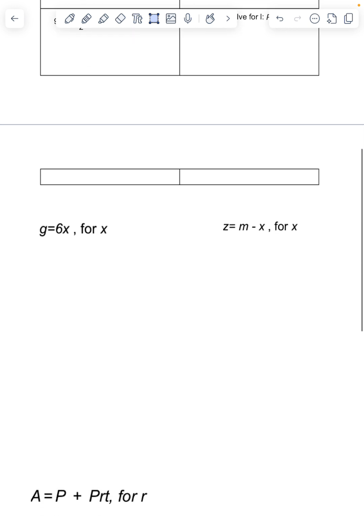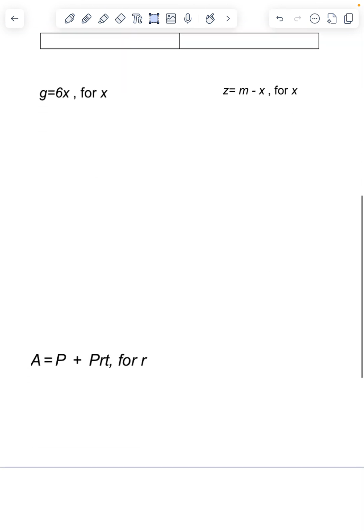Now I want to build you off of the idea that you can do this. You're going to do the same operations, or inverse operations, as you normally would with solving for a number. Okay, there is going to be no difference, and I'm going to show that to you here. Now, for the first one, it says g equals 6 times x, solve for x.